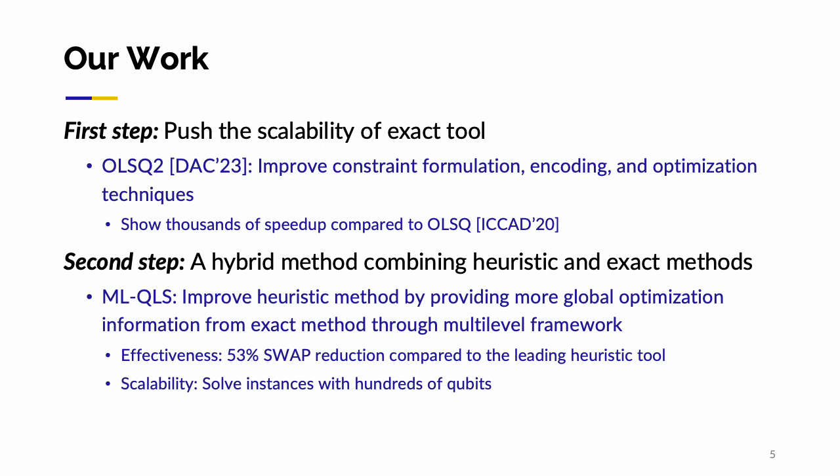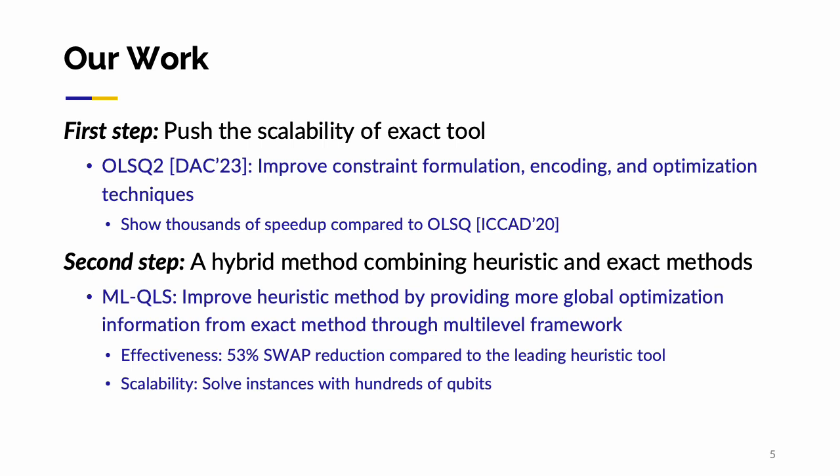So our first step is to push the scalability of the exact tool. In our DAC 2023 paper, we improved the constraint formulation, encoding, and optimization techniques. It shows thousands of times speedup compared to OLSQ, which is our initial tool for quantum layer synthesis. With this technique, we are able to solve problems involving 30 to 40 qubits, but we still cannot scale to solve problems with 100 qubits, which is the size that current hardware supports.